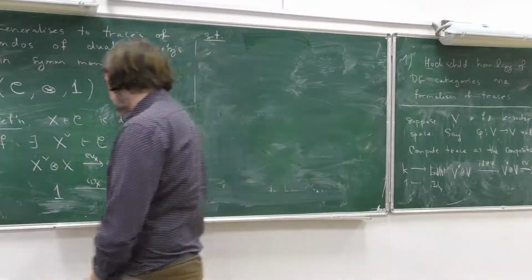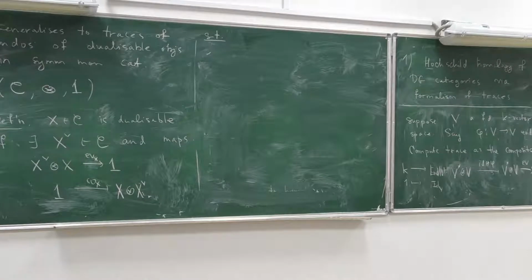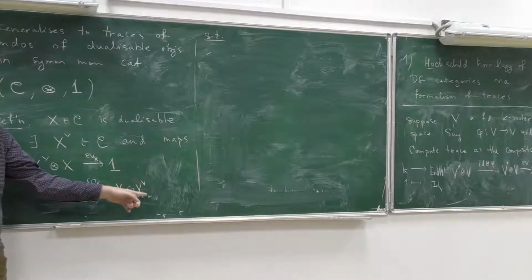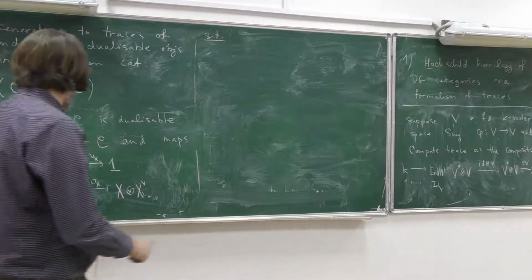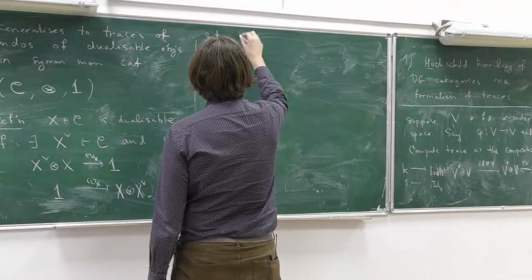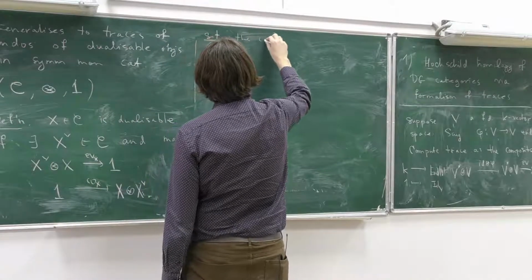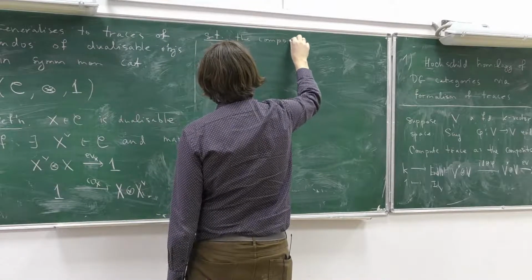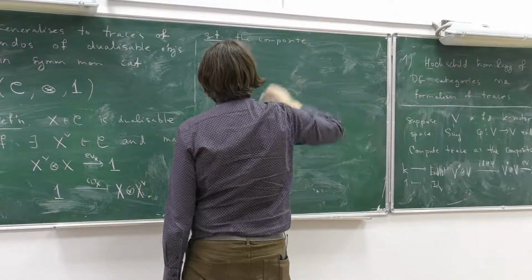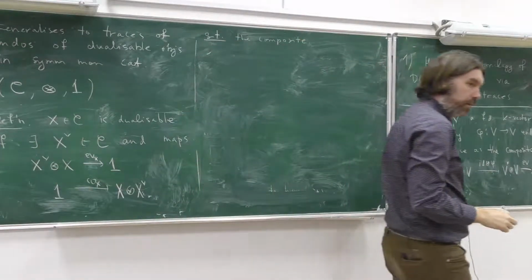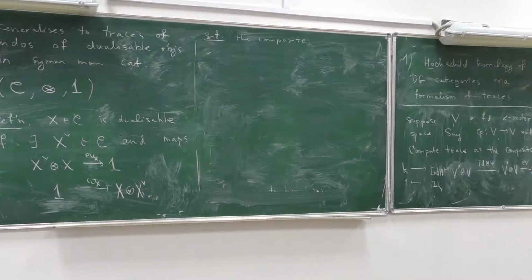Okay, so look at these two things. This one, I can tensor on the left with x. And I'll get x check x. This one, I could tensor on the right. And I'll get x check x. Okay? So such that the composite, I think we're supposed to have a break. So let me finish this definition and give the definition of trace, and then we'll take a break.